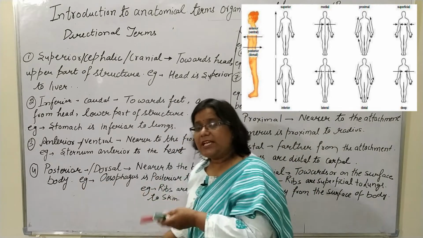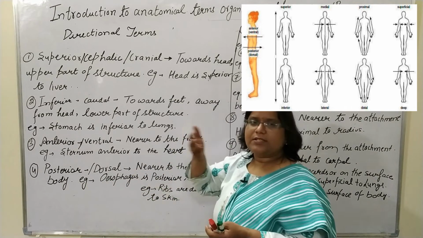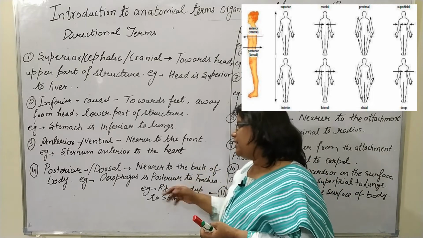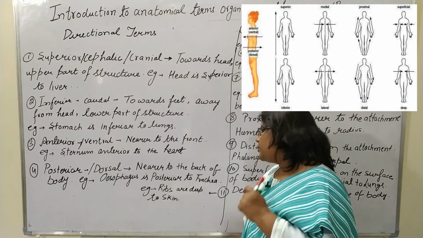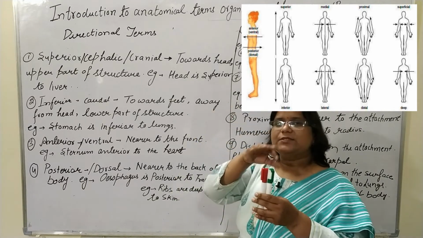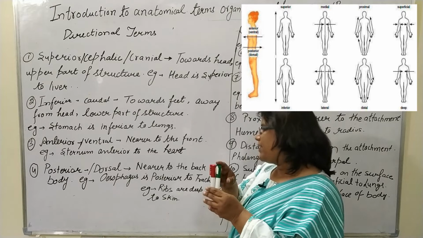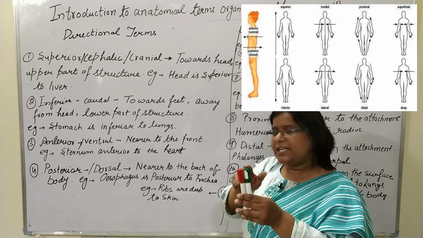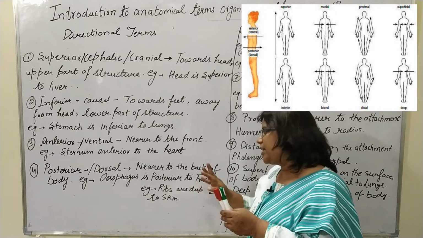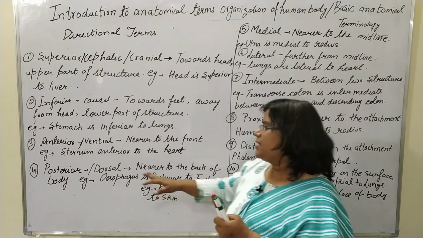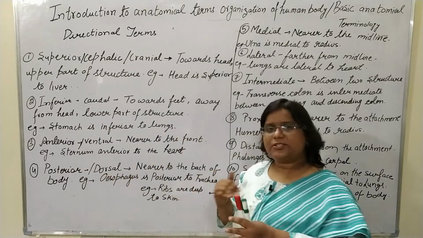Next one is the posterior. Posterior means dorsal, the back side, nearer to the back of the body. The esophagus is posterior to the trachea, as we know, these are the two pipelines from the pharynx. So the esophagus is posterior to the trachea. This is another example of deep. So here, posterior means dorsal.